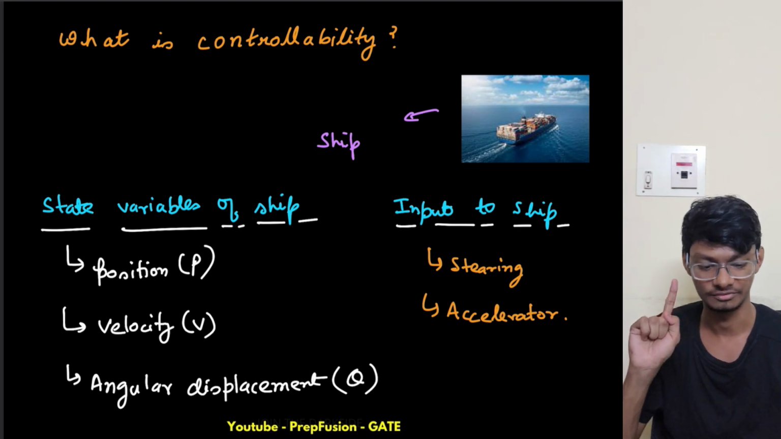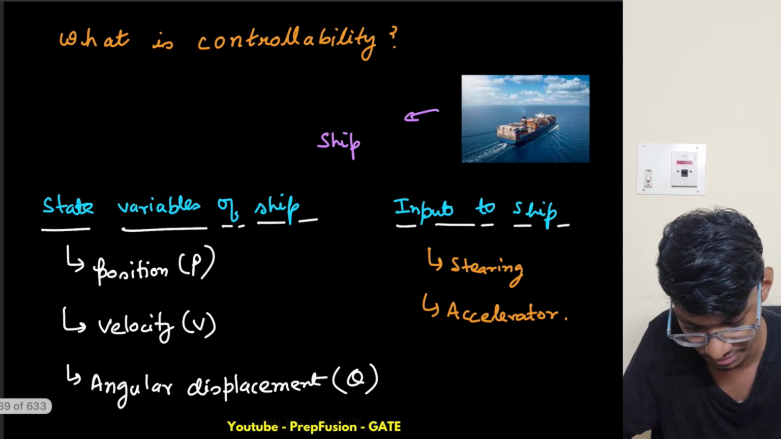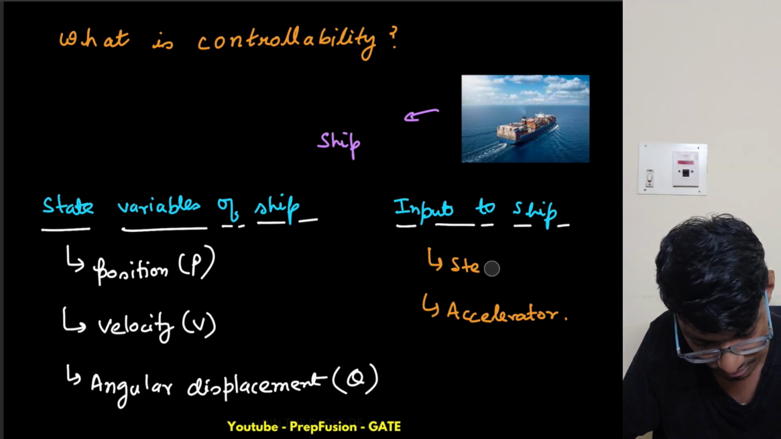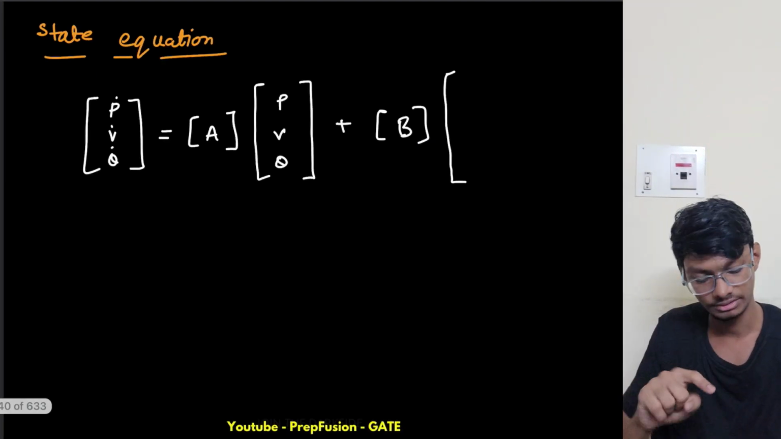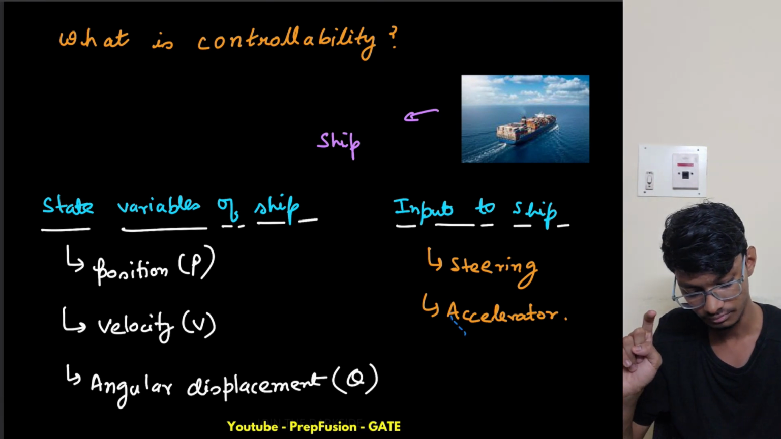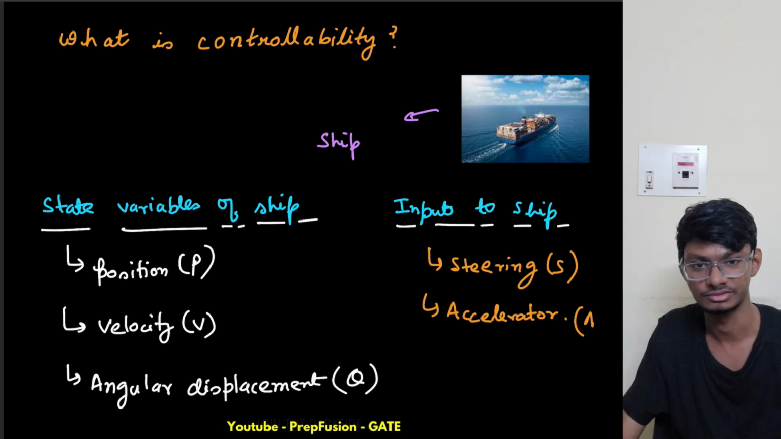Let me check the spelling of steering actually. The spelling was STEER, so I have to change it. So this is steering. These two are my inputs, so I will write them here. Steering, let's say steering as S, and accelerator as A. Okay, A is already there.